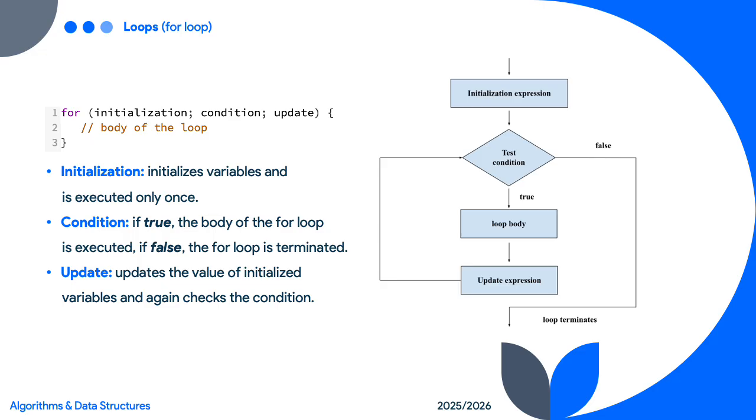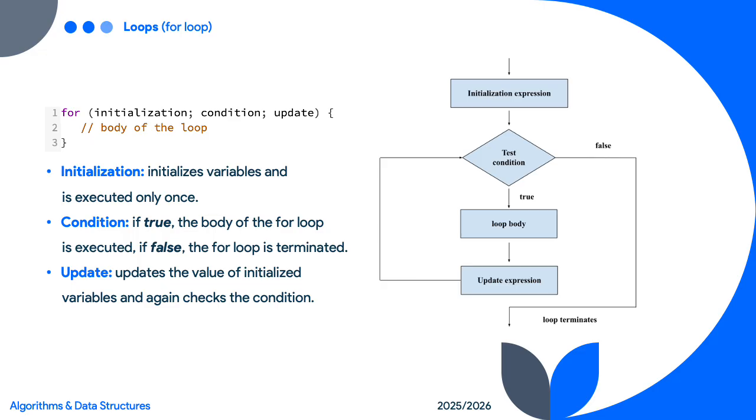In simple words, the initialization is the instruction that initiates the counter, and it should be executed only once. The condition is the logical expression that should be verified every time we try to re-enter the loop. If it is true, the body of the loop is executed, otherwise the loop is terminated. Finally, the update, which updates the counter and checks the condition again to decide whether the body has to be executed or the loop should be terminated.